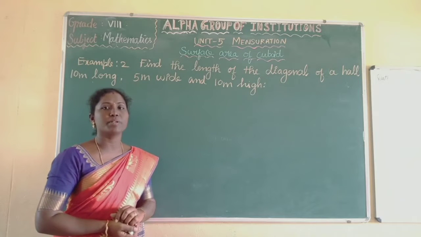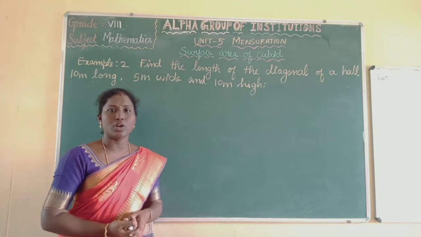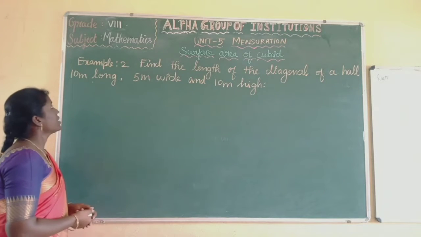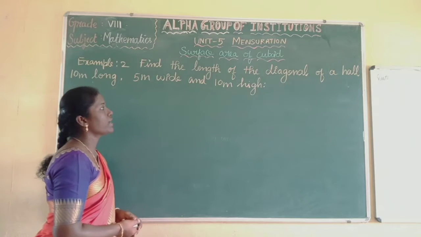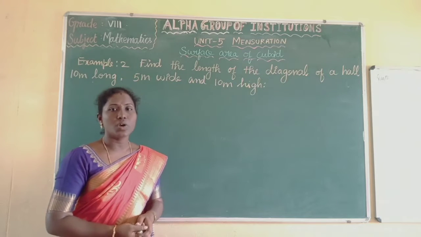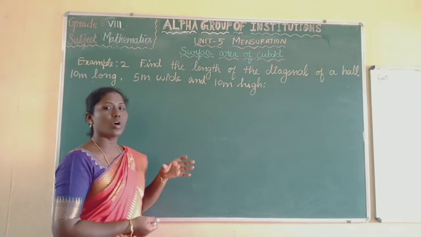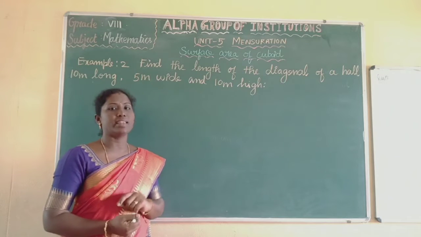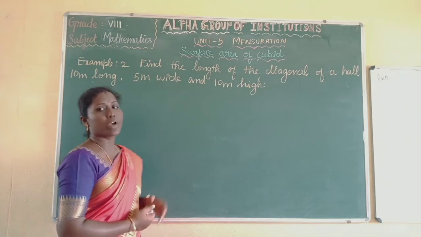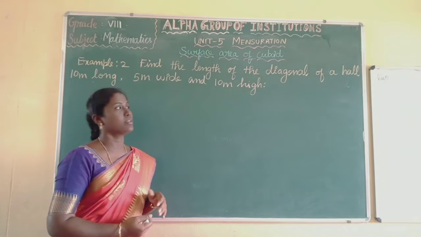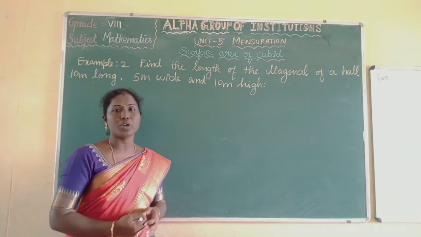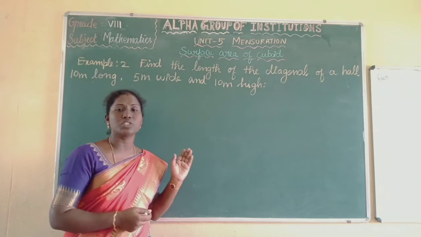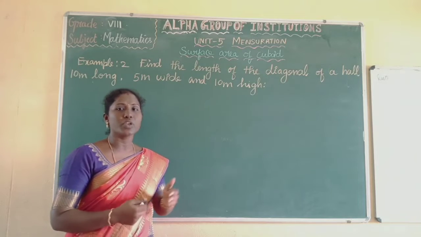This is also a direct example, to find the length of the diagonal of the hall. See the question. Find the length of the diagonal of a hall 10 meter long, 5 meter wide and 10 meter high. There is a hall. Okay, which is 10 meter long. Long represents the length and 5 meter wide. Wide represents the breadth. And the height means the height of the hall. Okay, so the hall is represented in the cuboid shape. Indirectly they are telling us to find the length of the diagonal of the cuboid.